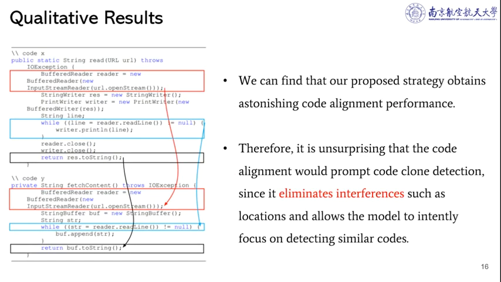This picture is an example of the alignment results. We show three statement pairs that have alignment scores greater than 0.5. We can find that our proposed strategy obtains astonishing code alignment performance. Therefore, it is unsurprising that the code alignment would promote code clone detection since it eliminates interferences such as locations, and allows the model to intently focus on detecting similar codes.